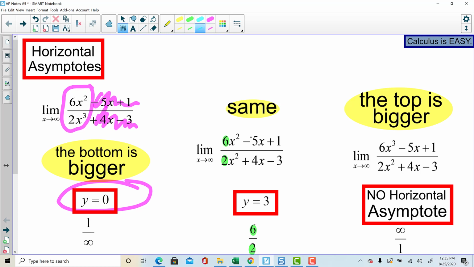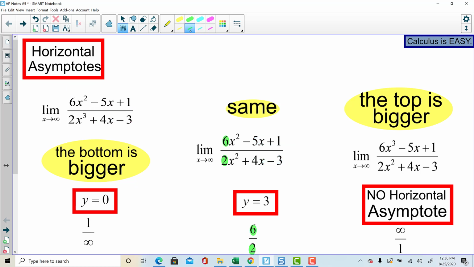For the second example, again, you're ignoring the smaller degrees. The biggest power on top is x squared, the biggest power on the bottom is x squared. That's the same. Anytime you have the same, you just take the leading coefficients. The top was a 6, the bottom was a 2. 6 over 2, well, that just gives you 3. So y equals 3 is your horizontal asymptote.